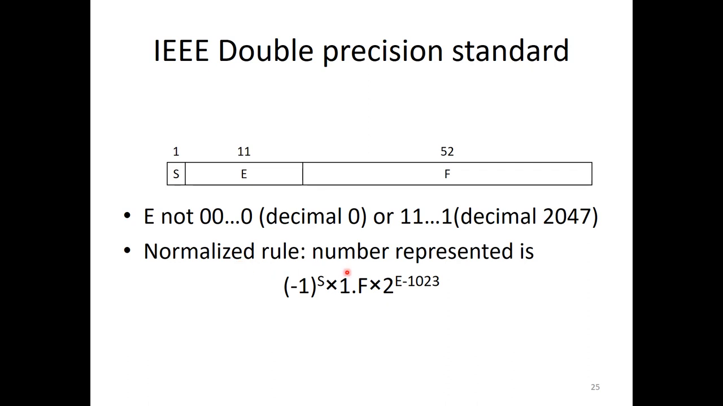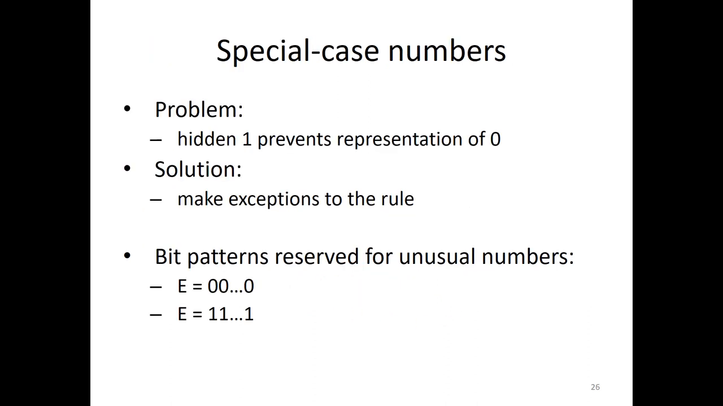And the normalized rule is again the same. The only thing is the bias is different. Bias here is 1023, instead of 127, and otherwise the formula remains the same. So now we discuss the special case numbers. The rest of the rules remain the same; the only thing is that the number of bits is different in the 64-bit system.